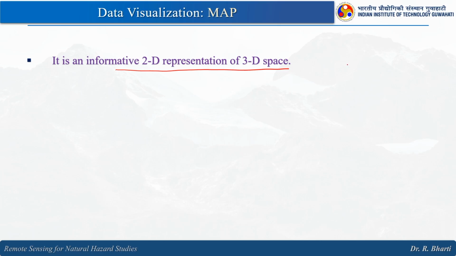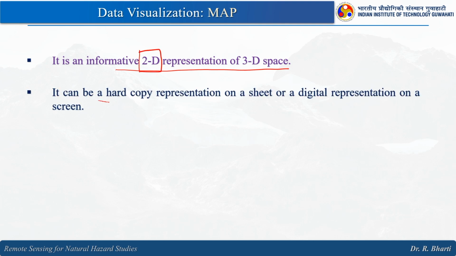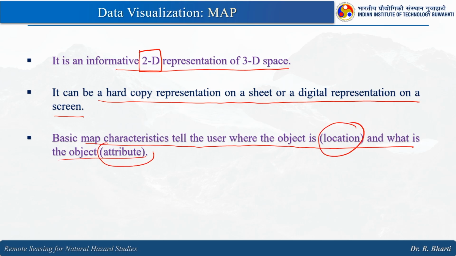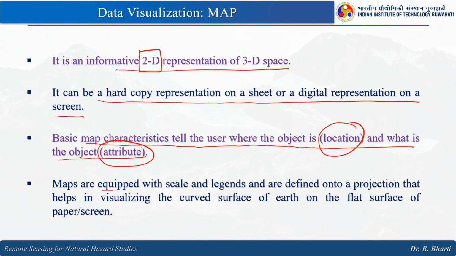Basically, we are trying to convert the 3D information of our natural surface onto 2D, right. So, this is a map. It can be a hard copy representation on a sheet or a digital representation on a screen. Basic map characteristics tell the user where the object is and what the object is, right. So, the location is very important, and the second thing is the attribute. Maps are equipped with a scale and legend, and are defined onto a projection that helps in visualizing the curved surface of the earth on the flat surface of paper or screen.